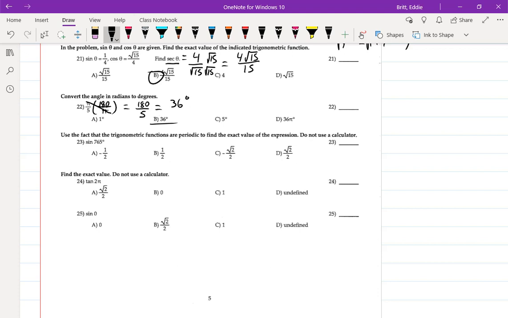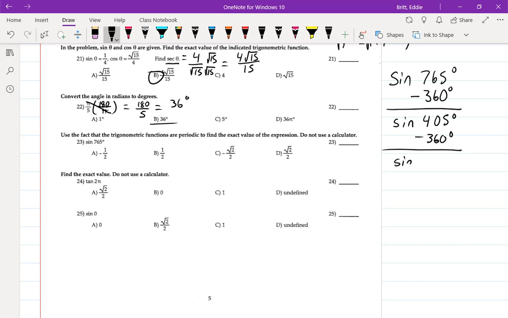Number 23, use the fact that the trig functions are periodic to find the exact value of the expression. Do not use a calculator. What that means is, and I'm going to write it over here to the side, remember if angle measures are bigger than 360, we subtract 360 from them as many times as we need to until we get a value between 0 and 360. So if I subtract 360 there, that's going to give me the sine of 405 degrees. That's still bigger than 360. So I subtract 360 again.